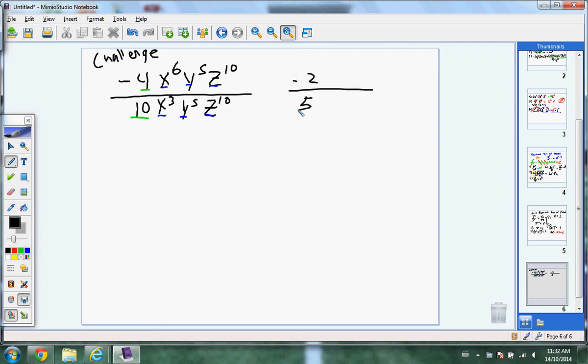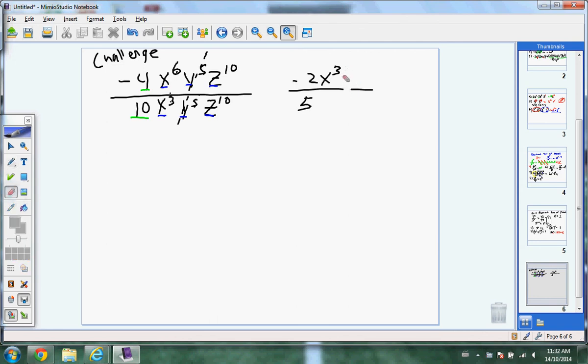So I'm going to do my quotient rule. 6 minus 3, that's x^3. We're good with that. 5 minus 5, that's 0. So it's a 1, but I don't need to write a 1 here. Essentially, it cancels. It's gone. If you want to write a 1, you can, but it would be tedious, and we don't need to write that there.